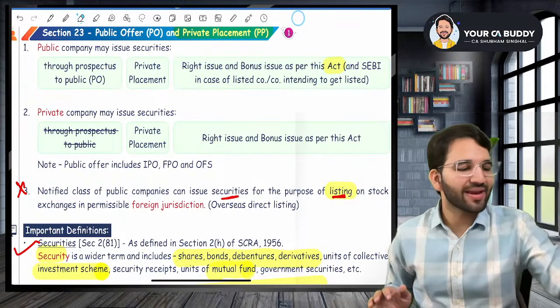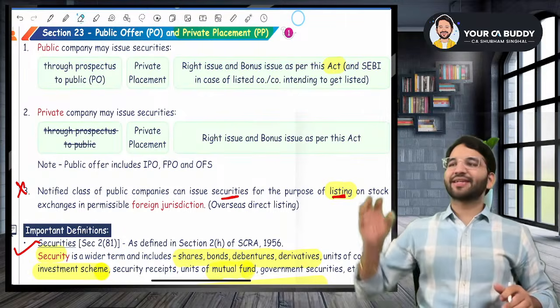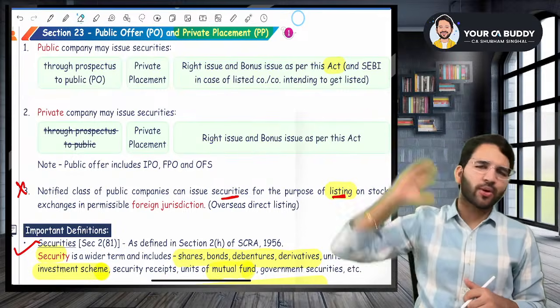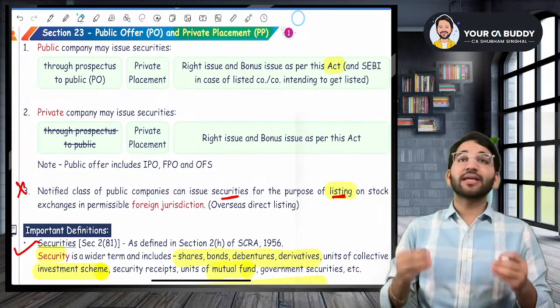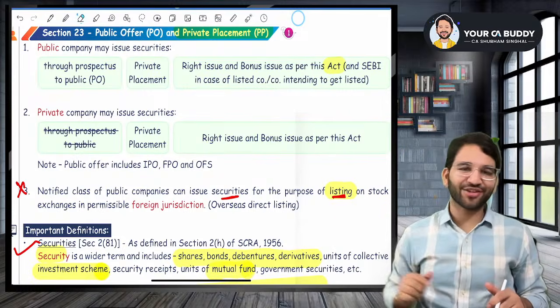Okay, now listen to me very carefully, guys. Section number 23 talks about public offer and private placement. Sir, what is public offer? What is private placement? So public offer is where you go to the public at large, and private placement is what we will study in section number 42.